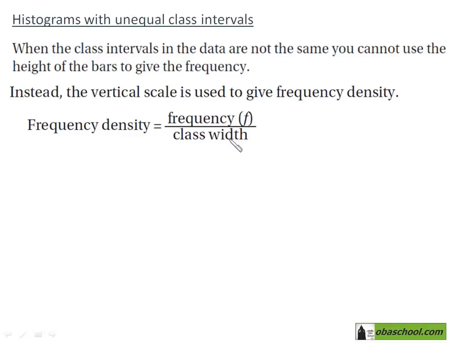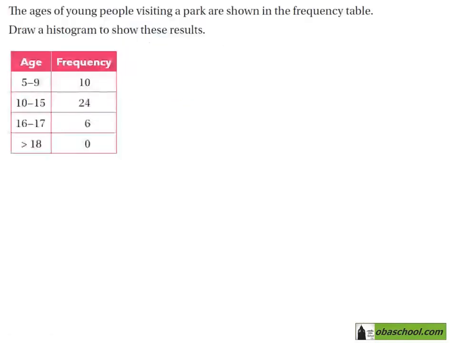And so, let us come across some examples in order to know more about the frequency density, which is basically the new idea that is going to be introduced in this tutorial. So, talking about the frequency density, let's take this example. The ages of young people visiting a park are shown in the frequency table. Draw a histogram to show these results. So you have this table right here. The left column of the table talks about the ages of the groups of people that are attending the park. And on the right side, you have their frequency.